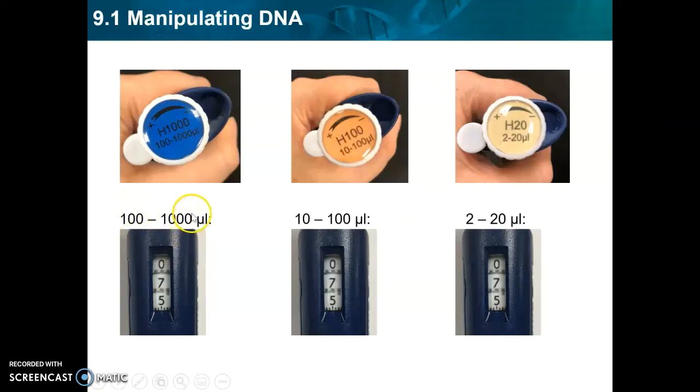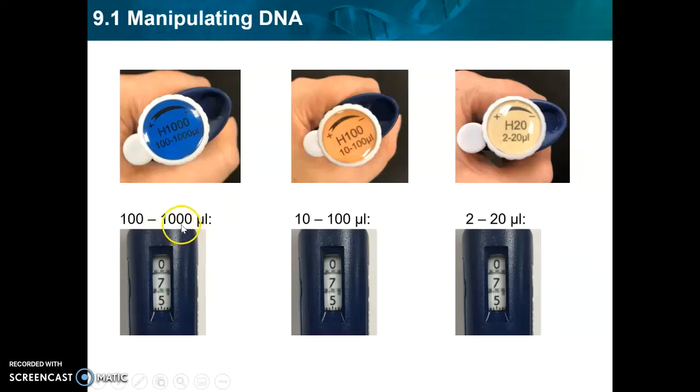So this one has a max volume of 1,000 microliters. So if I were to set it for 1,000, the 1 would go in the first place here, and then I would have 0, 0. So it would actually look like it said 100, but because I know 1,000 is my max volume, that would be set for 1,000 microliters.